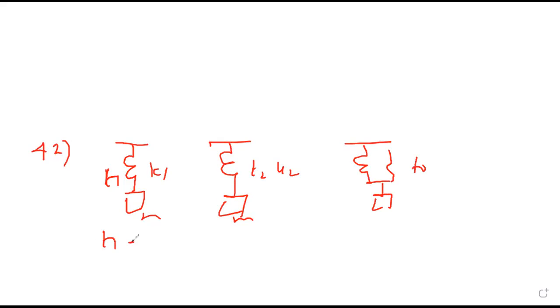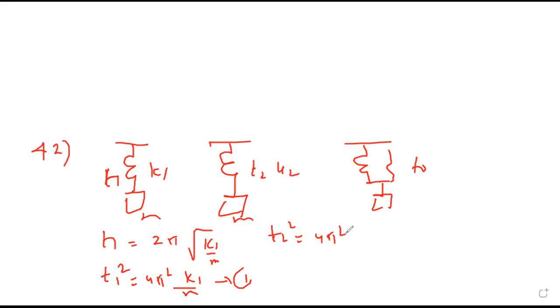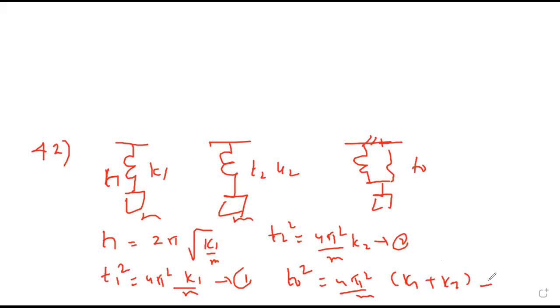So first, what is T1? Is it 2 pi root of K1 by M? Hello? Yes, sir. And T2 squared will become 4 pi squared upon M, K2 into M. These two are parallel or series? Parallel. So T naught squared is 4 pi squared upon M, K1 plus K2. Okay? Hello?